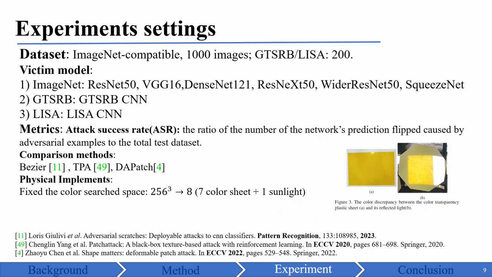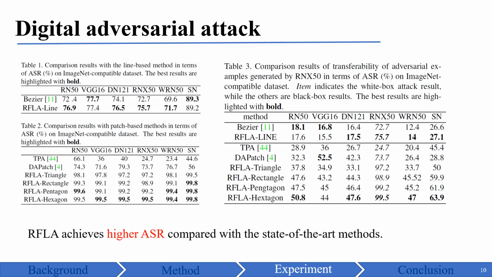To evaluate the effectiveness of our method, we conducted experiments on 3 datasets, including 6 models on ImageNet and 1 model each for GTSRB and LISA. We adopt the attack success rate to evaluate the attack performance, and we adopt 3 state-of-the-art line-based or patch-based methods for comparison. To perform the physical attack, we fixed the color search space and searched for the optimal position and geometry. In the digital adversarial attack, compared to the comparison methods, we obtain a higher attack success rate and better transferability.